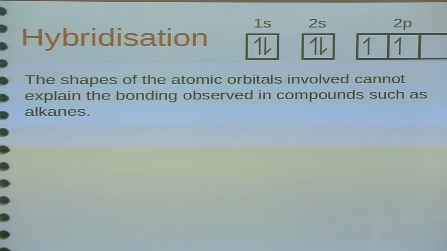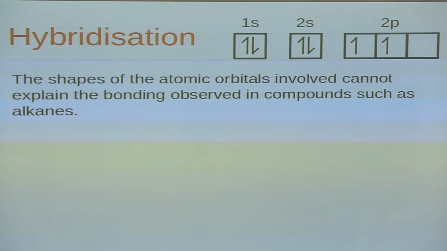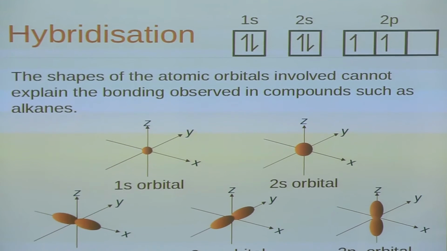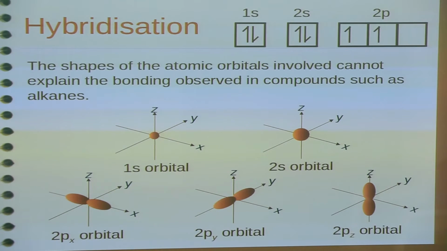What is hybridization in the case of carbon? The shapes of the atomic orbitals involved cannot explain the bonding observed in compounds such as alkanes or methane. How is that? We can explain based on the 1s orbital, 2s orbital, 2px, 2py and 2pz, all the 3 components of the 2p orbital.